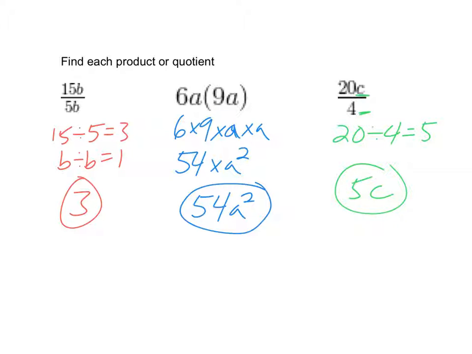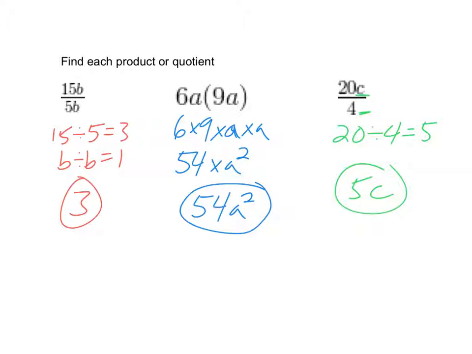For the second one, I can rewrite that as 6 times 9 times a times a. 6 times 9 is 54. A times a, we can use our work with exponents from before. If I have two a's, I can rewrite that as a squared. So I would get 54a squared.